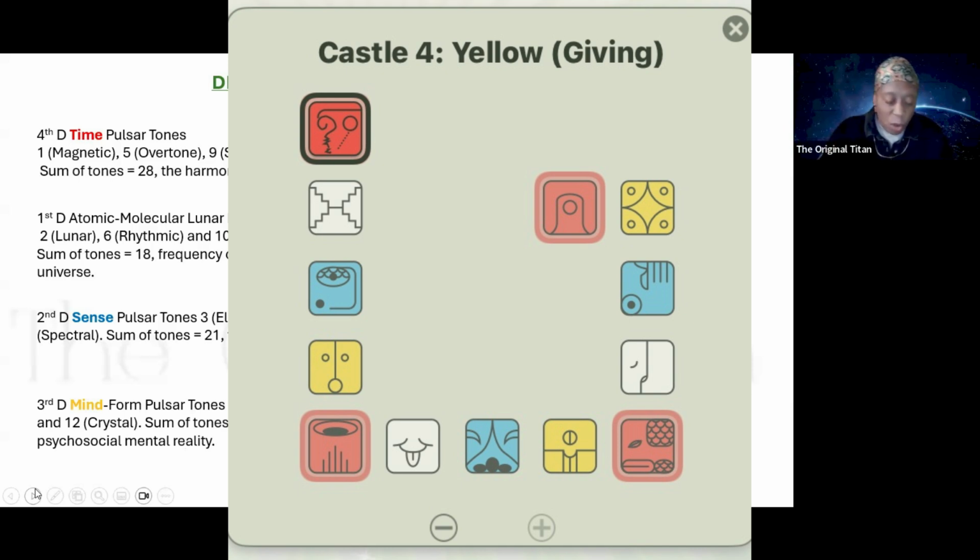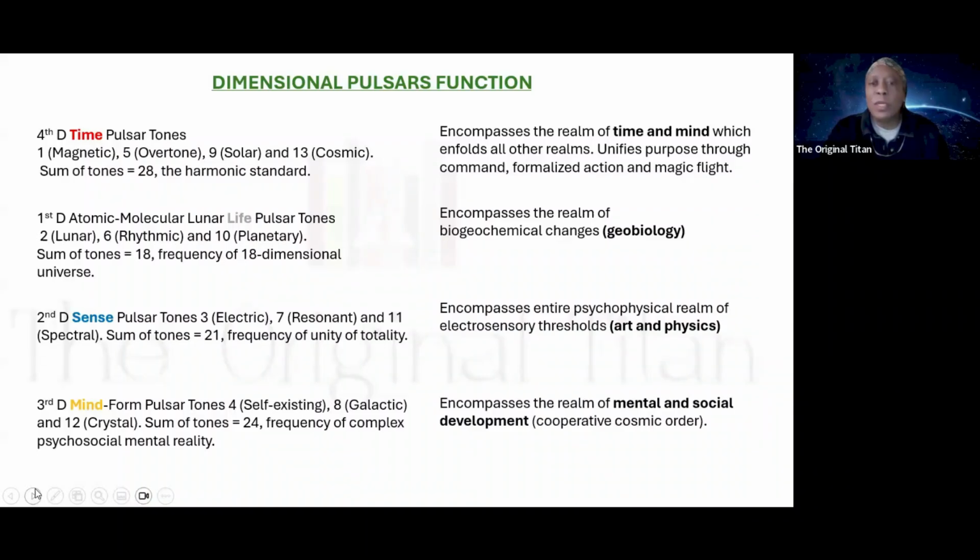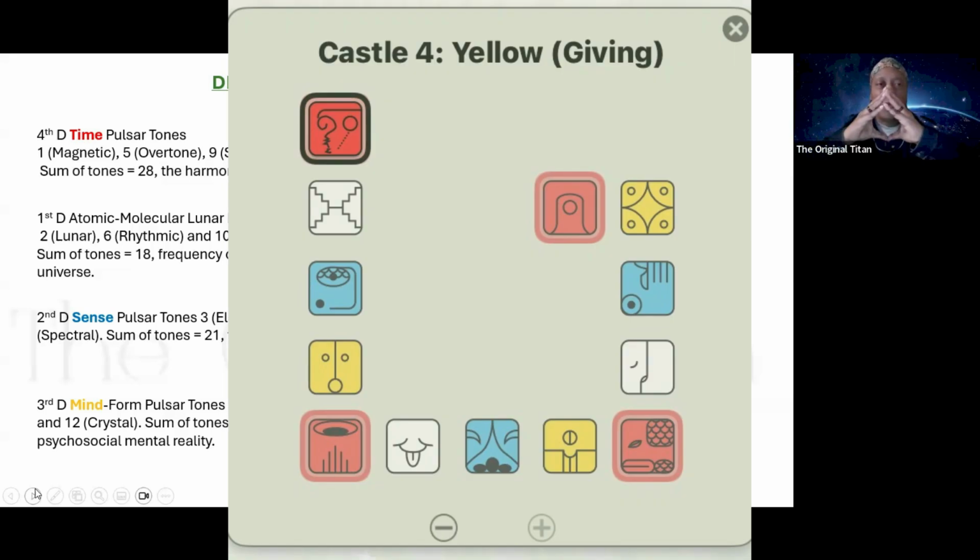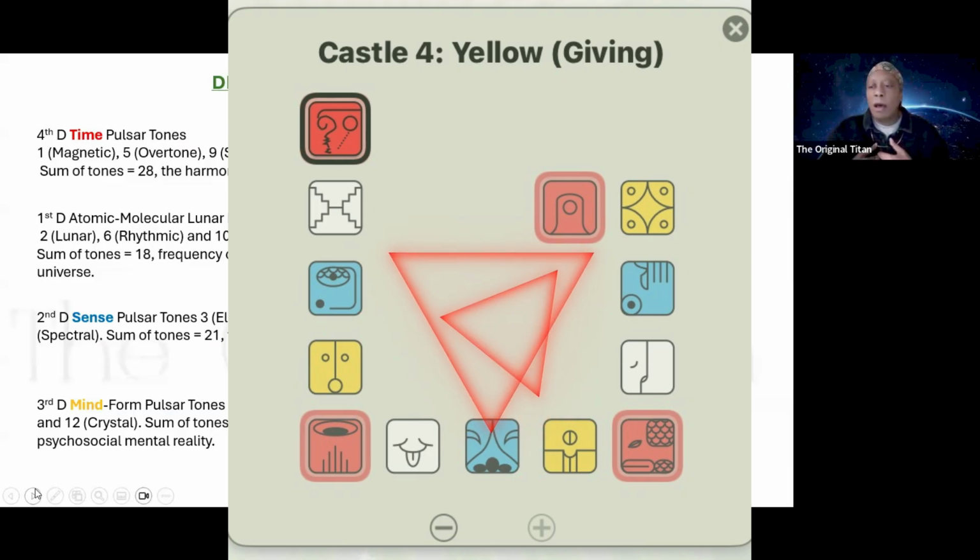We talk a third dimension. We know where we are with the third dimension. And that's going to entail tones 4, 8, and 12, which comes up with 24, which is the frequency of complex psychosocial mental reality. What are we talking about here? We're talking about encompassing the realms of mental and social development. And we know that these pulsars are going to bring about a specific shape, whether it is an equilibrium triangle or right triangles, the tetrahedron triangles, and we'll get to that down the road as we continue to put more information on these scales.